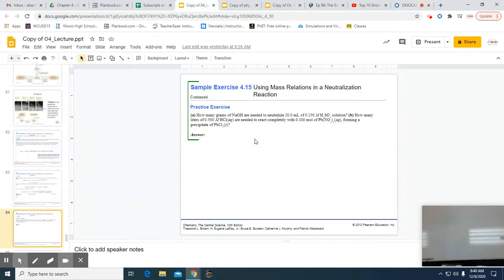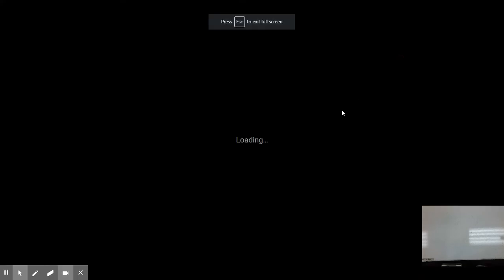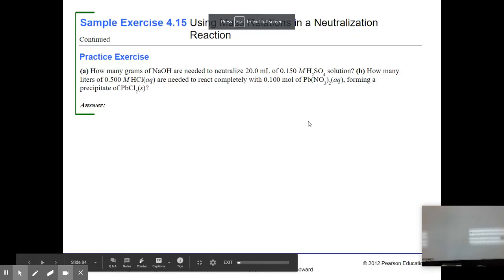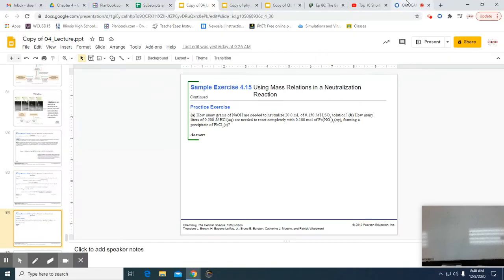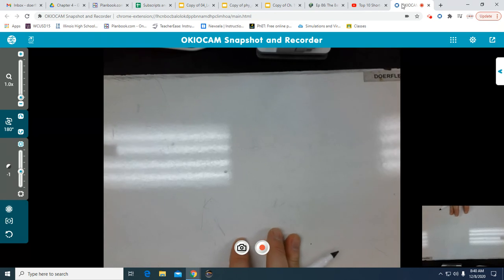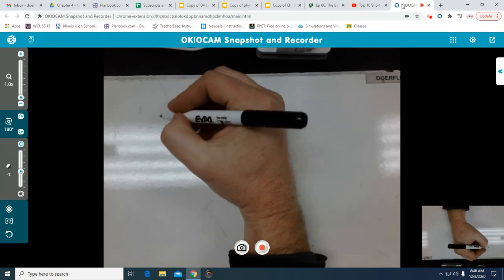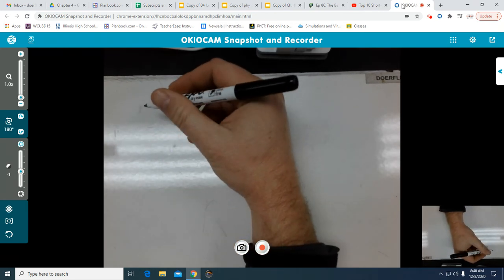Okay, question B says, how many liters of 0.5 molar hydrochloric acid are needed to react completely with 0.100 mole of lead II nitrate, forming the precipitate of lead II chloride, which is a solid? Okay, well, we're told what is formed. So first thing is I'm going to do a balanced chemical equation. So again, this is going to be kind of a do-si-do reaction.